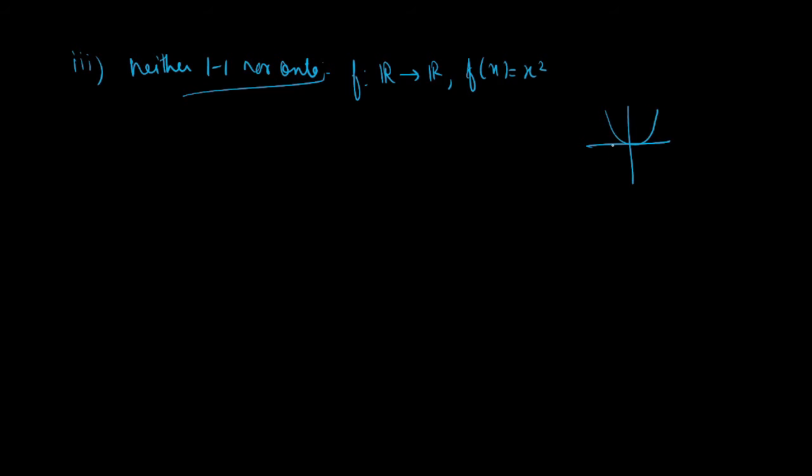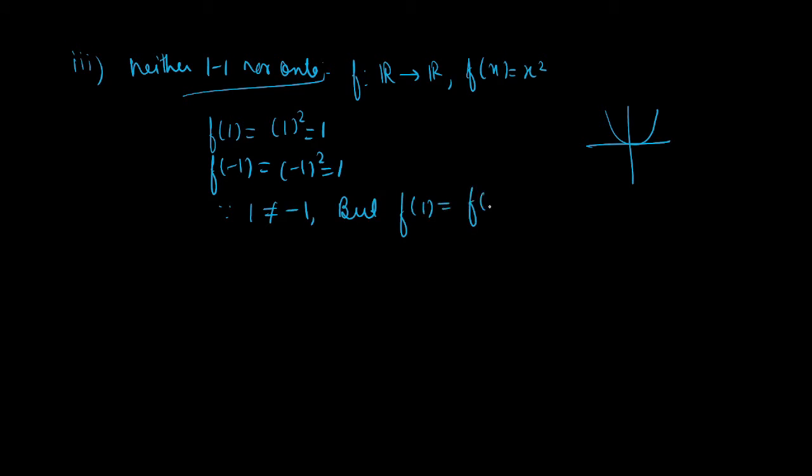So this is not a one-one function. Why is it not one-one? Because f of 1 is 1 square, that is 1, and f of minus 1 is also minus 1 square, that is also 1. So here 1 is not equal to minus 1, but f of 1 is equal to f of minus 1. Therefore I can say that it is not a one-one function.